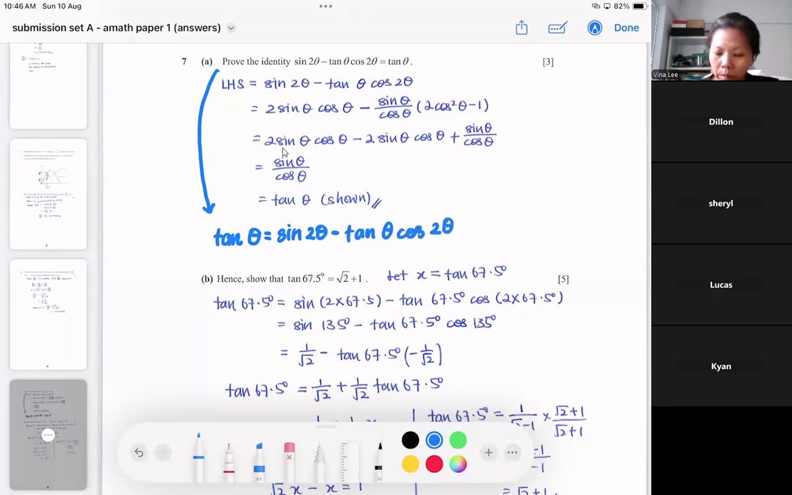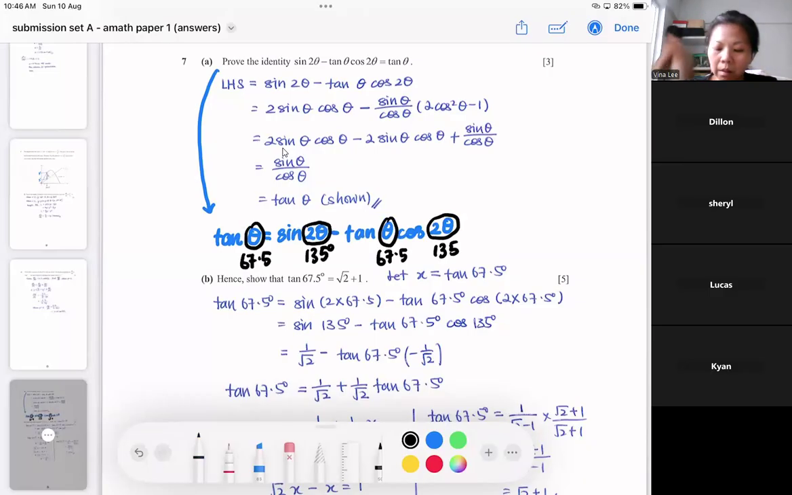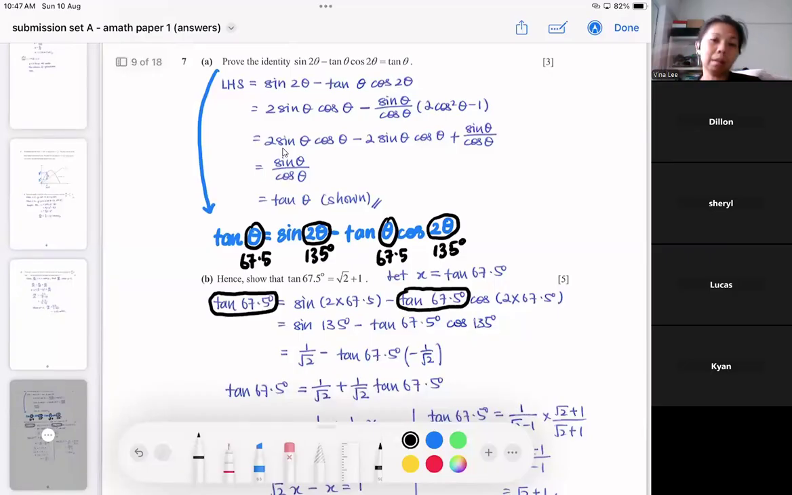Basically, you apply your theta to be 67.5, and this part will become 135. So essentially, we just apply the theta in this way. Those of you who get stuck, it's because there seems to be another tan 67.5 on the other side.